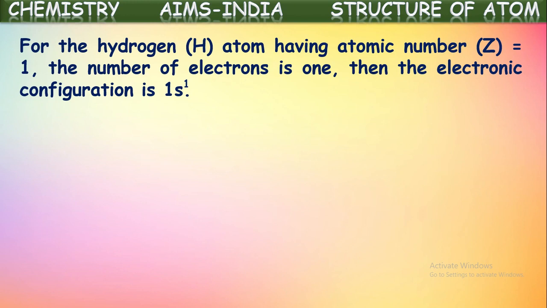For the hydrogen atom having atomic number 1, the number of electrons is 1, because the atomic number is 1. So the number of electrons will also be 1 only. Then the electronic configuration of hydrogen can be written as 1s1, where this 1 represents the shell number, the first shell. This means this electron is present in the first shell, and this s represents the subshell, and this 1 represents the number of electrons in that subshell. In this way, electronic configuration can be represented by using nlx notation.